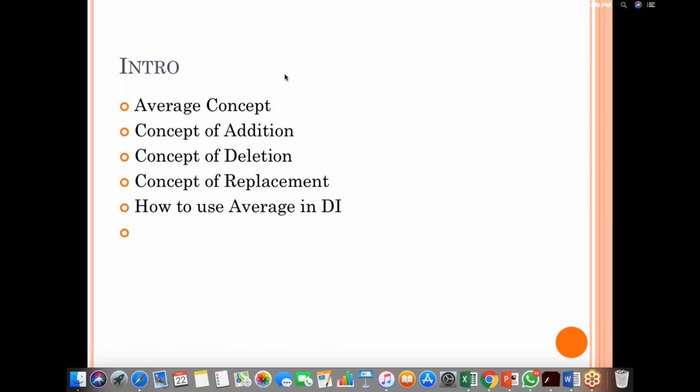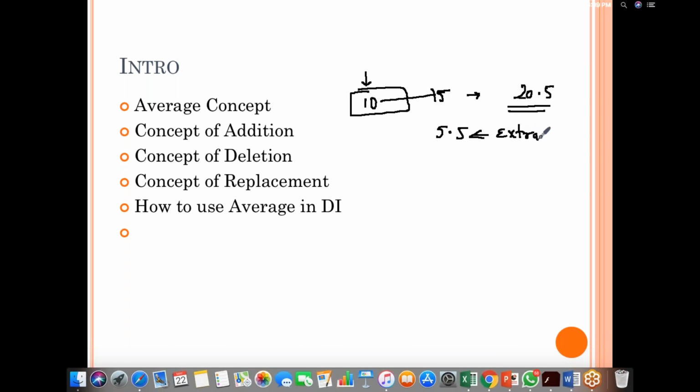Clear? Right. Now we go with the concept of addition. See, concept of addition is, there are already, let us say, 10 candidates whose average is 15. Now a new candidate with value 20.5 joins the group. So then I will have 5.5 extra coming to me more than average. This shall be divided among the complete group. How many? 11, because 10 were already there and 1 joined. So it will increase my average by 0.5.